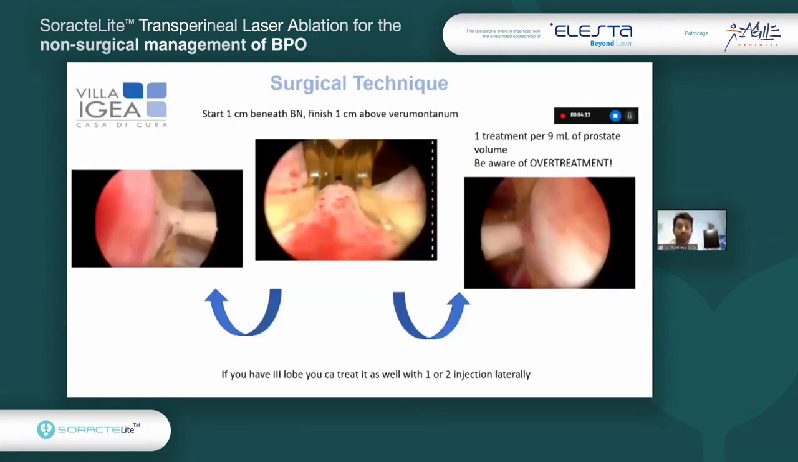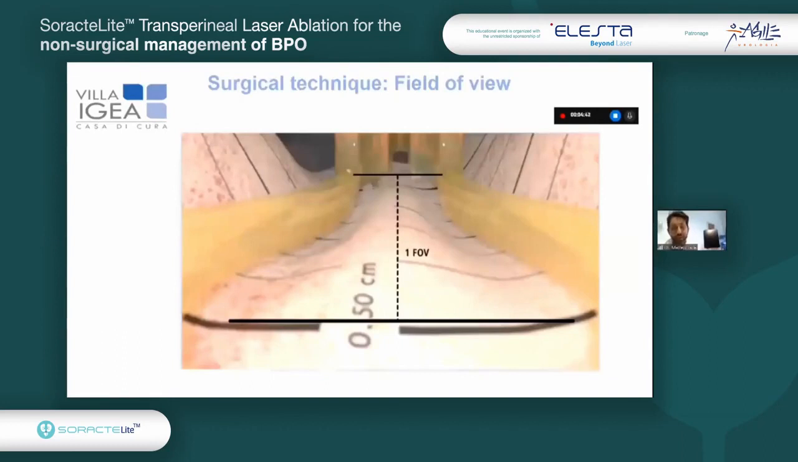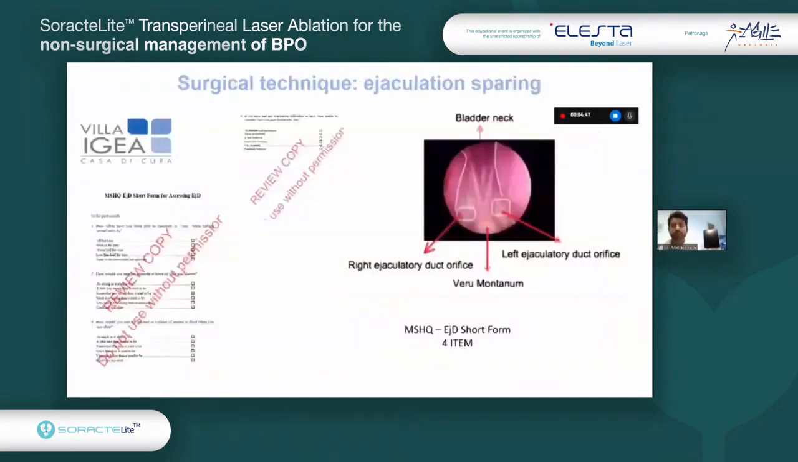We can treat a third lobe, the medial lobe. You have to go for another injection. It depends on how large the medial lobe is. A field of view, we've already talked about this. Let's move on. Ejaculation sparing.